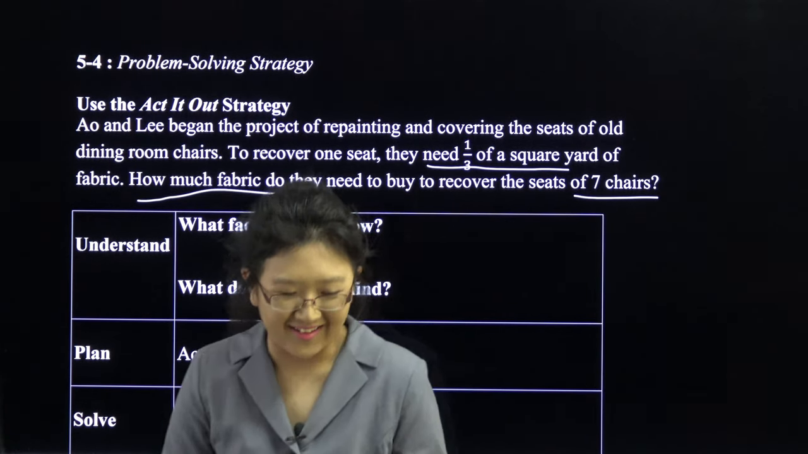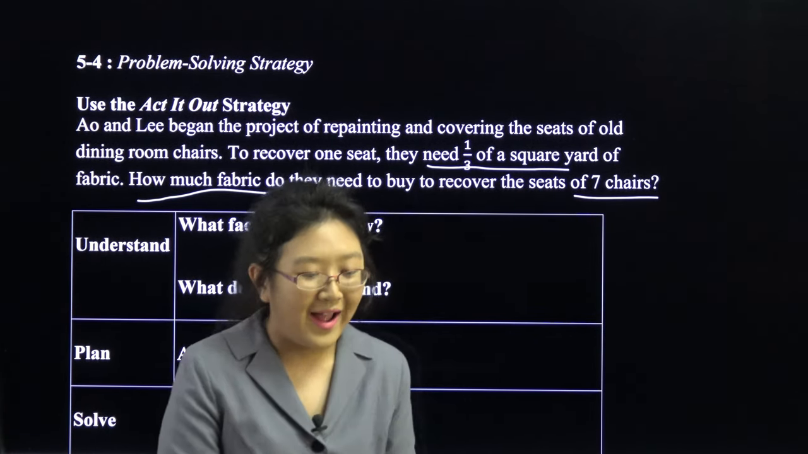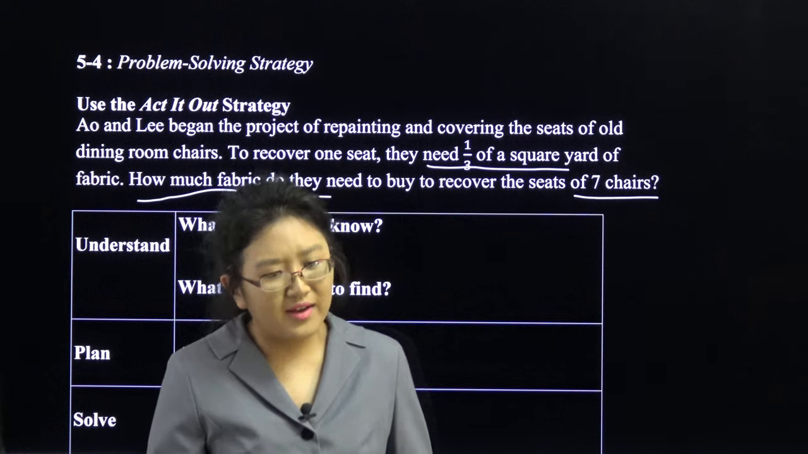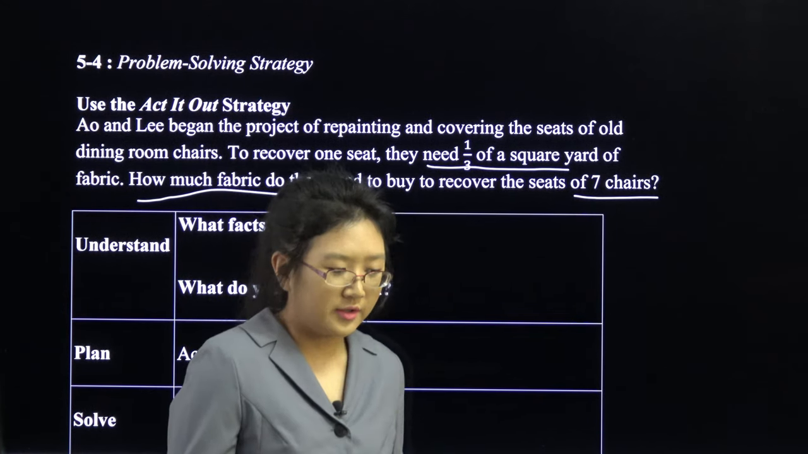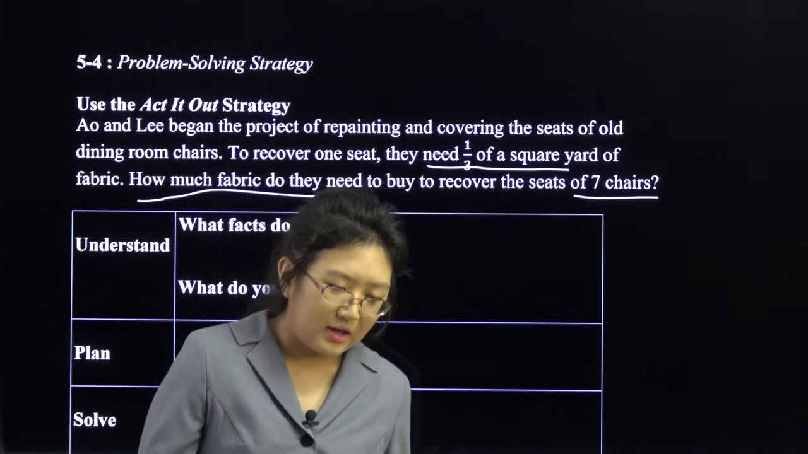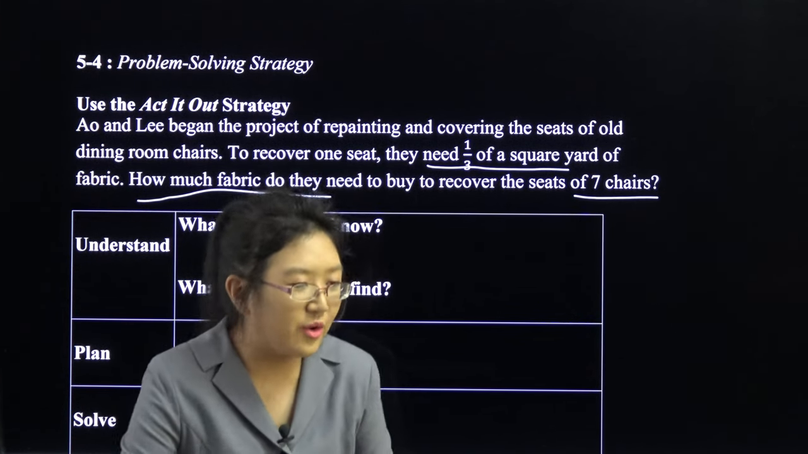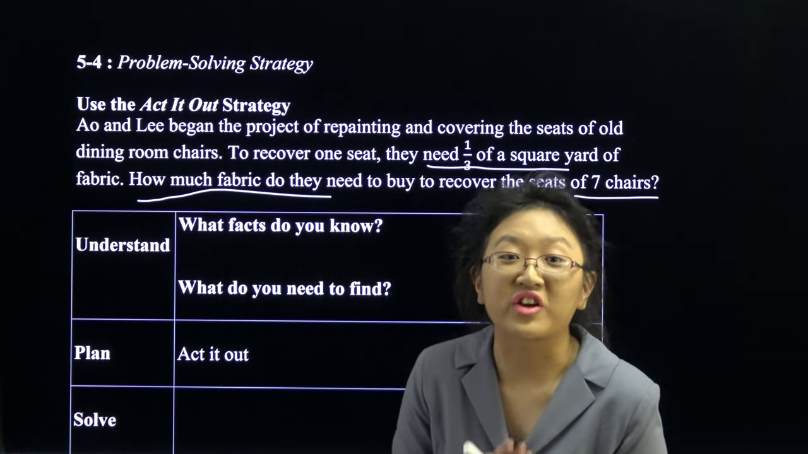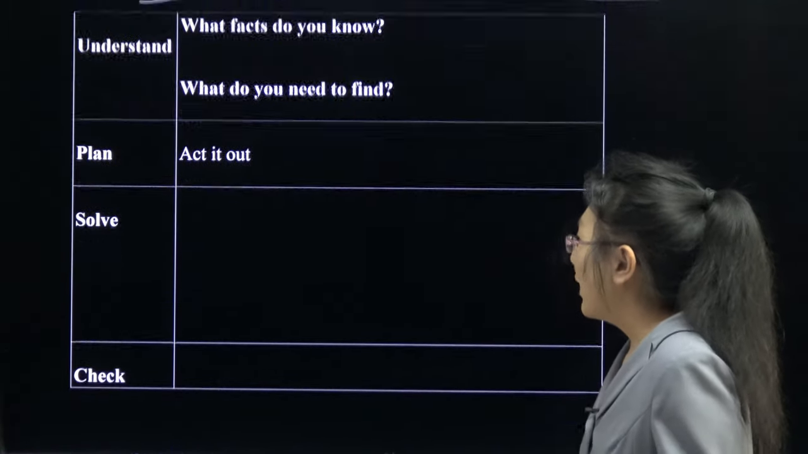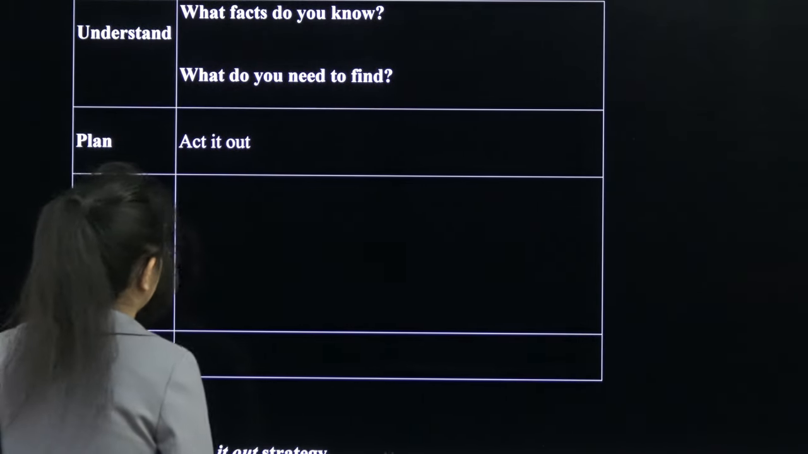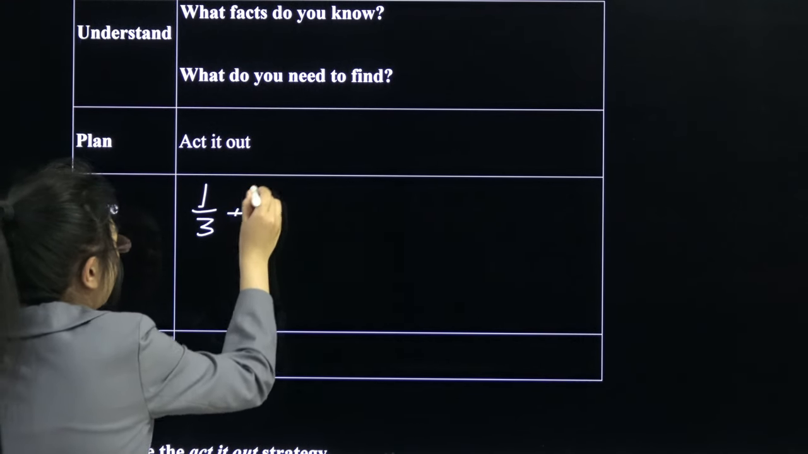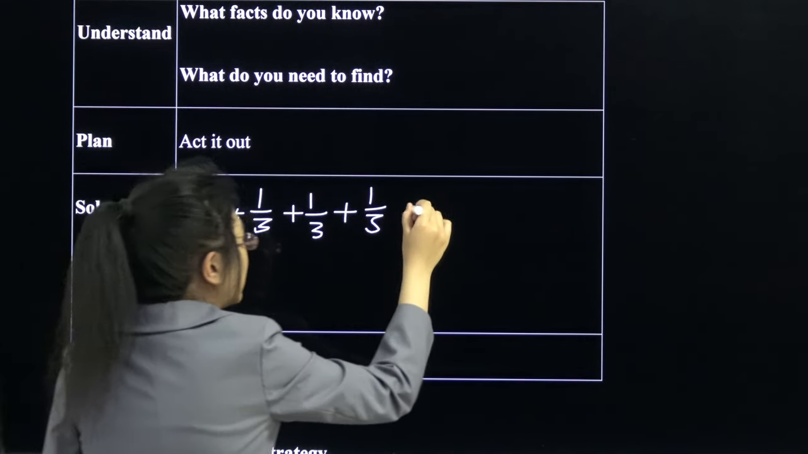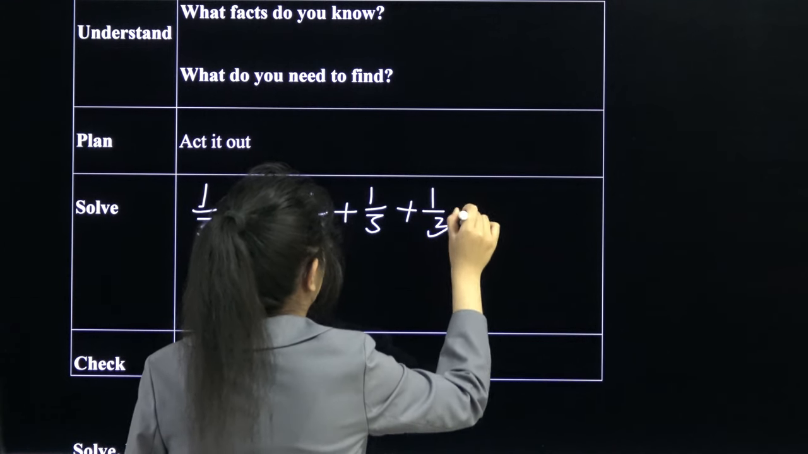Now here's how you would go about acting this out. You'd go on the floor and sketch out a nice third of a square yard of just floor, and then you would do this 7 times. This is a math class, so we're not gonna do that, because guess what, guys? 1/3 plus 1/3 plus 1/3 plus 1/3. You haven't learned multiplication of fractions yet, so I have to do this like this.